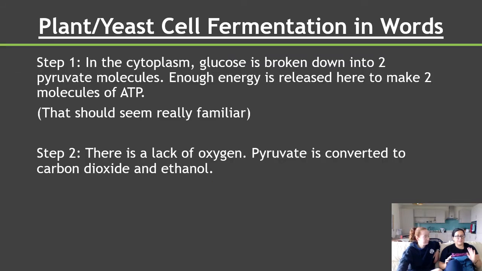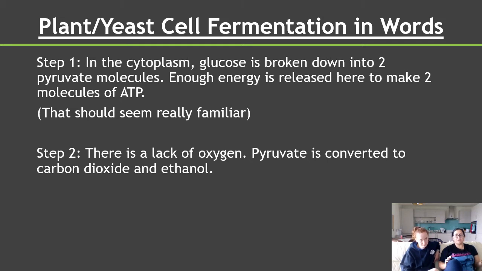Okay, now this slide is just exactly as before. So it's the same as the immediate slide before, but it's in word format. And again, you need to be able to transfer each skill across. So looking at step 1, in the cytoplasm, I'm getting bored of saying this, in the cytoplasm, glucose is broken down into 2 pyruvate molecules. Enough energy is released here to make 2 molecules of ATP. That should seem really familiar.